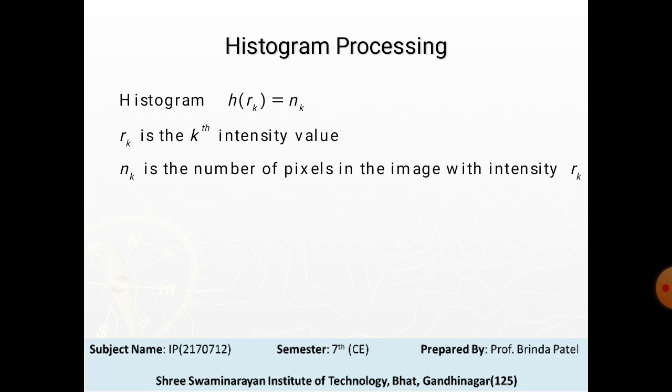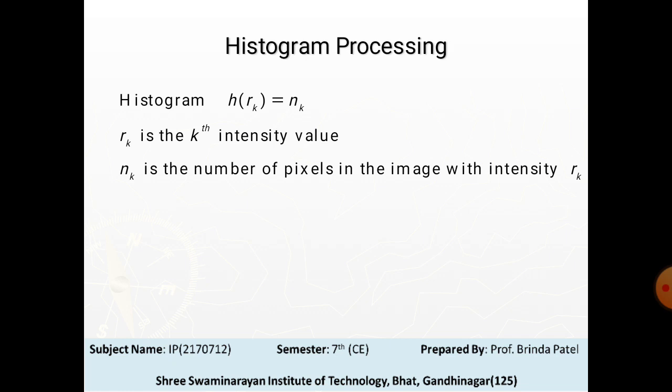we will see in subsequent chapters that the information inherent in a histogram is also quite useful in other image processing applications, such as image compression and segmentation. Histograms are simple to calculate in software and also lend themselves to economic hardware implementations, making them a popular tool for real-time image processing. There are four types: histogram equalization, histogram matching, local histogram processing, and using histogram statistics for image enhancement.